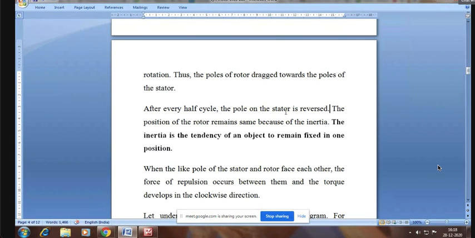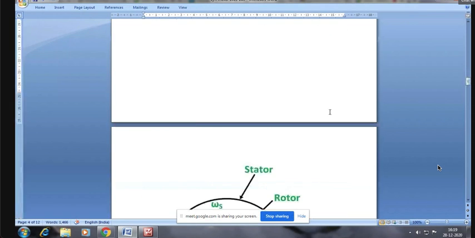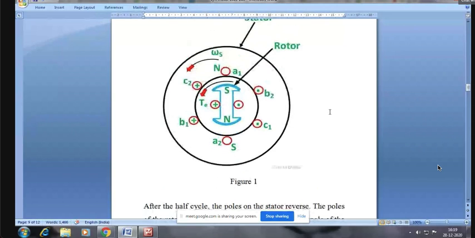After every half cycle, the pole on the stator is reversed. The position of the rotor remains the same because of the inertia. So what's happening is, you see, like that is shown in figure 1. Can you see this figure?